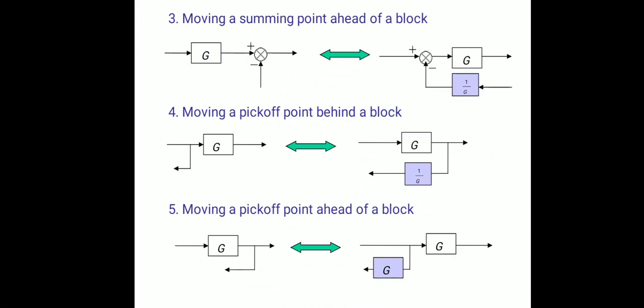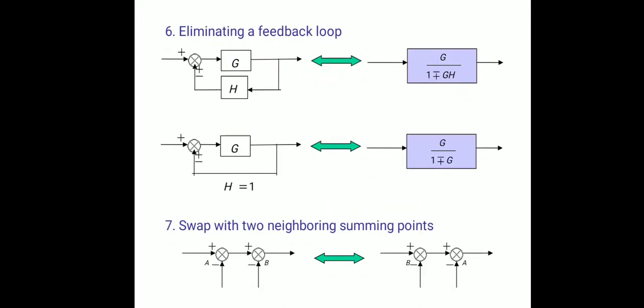So what is the rule here? Just shift the takeoff point after the block, but the reciprocal of the block gain after which the takeoff point is shifted will be added to the shifted takeoff point. So this is the rule. Next rule is shifting the takeoff point or pickup point before the block. In this rule, we are going to shift the takeoff point before the block. Just shift the takeoff point before the block, but the same block gain will be added there.